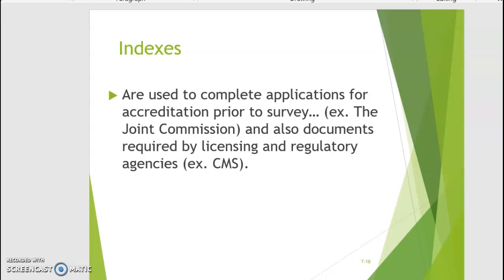Indexes are used to complete applications for accreditation prior to survey. The Joint Commission also documents required by licensing and regulatory agencies such as CMS, which is the Centers for Medicare and Medicaid.